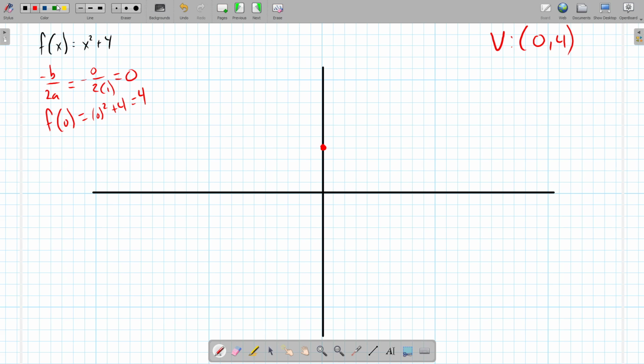The y-intercept is at the c value. Well, this is convenient. The y-intercept and the vertex are the same point. So in order to find the x-intercepts, we need to solve this.